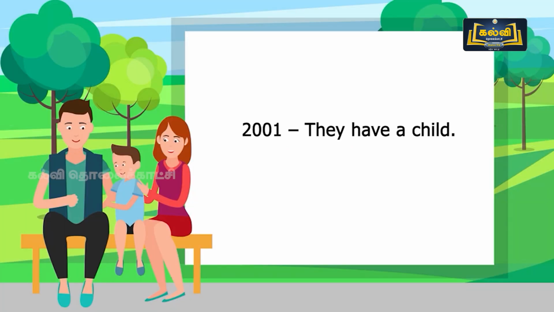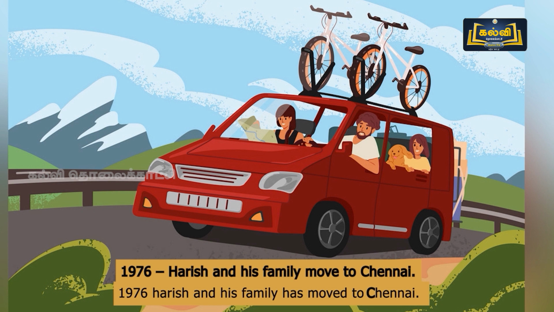2001, they have a child. When you change into present perfect tense, in 2001, they have had a child. See children, in the second sentence, 1976, Harish and his family has moved to Chennai. Here, Harish and his family are joined by a conjunction, so the subject is a single subject. So you are using the auxiliary verb has moved.